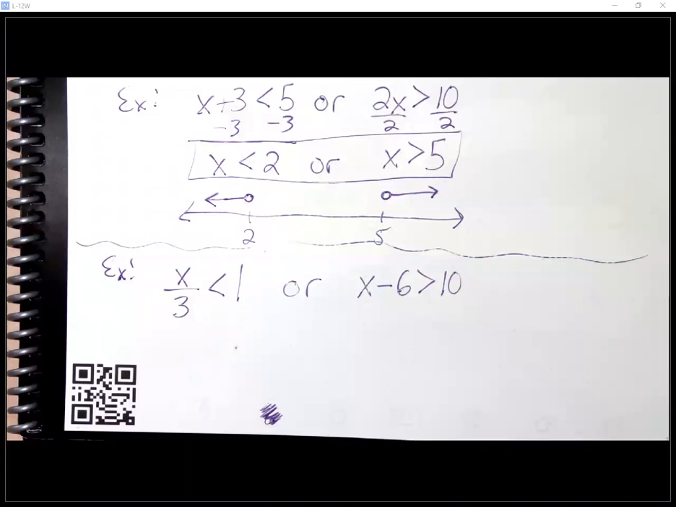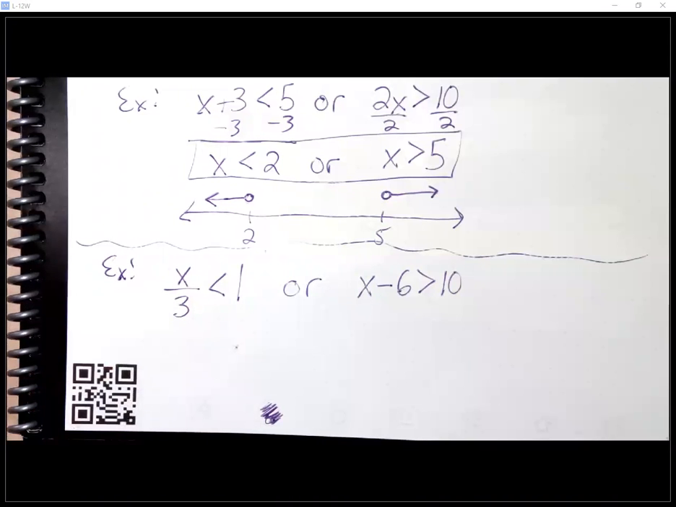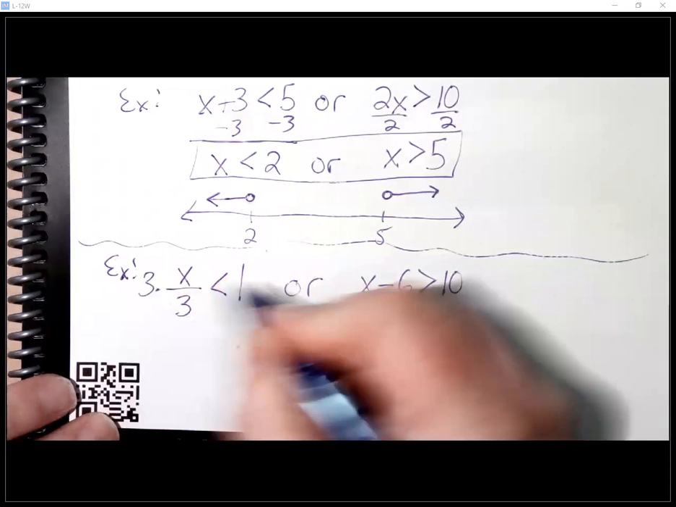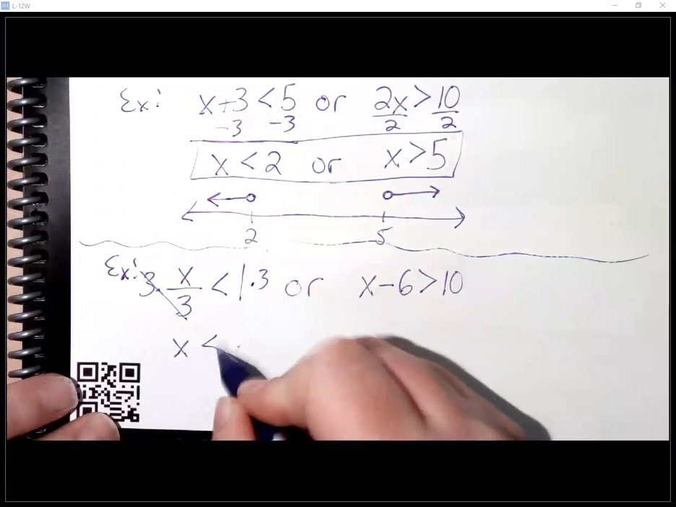Okay, so what do I have to do for this first one? I'm gonna times both sides by 3, right? Because I'm dividing by 3, I want to do the opposite. So I'm gonna times by 3 over here and over here. When I do that, those 3's cancel. 1 times 3 is just 3.